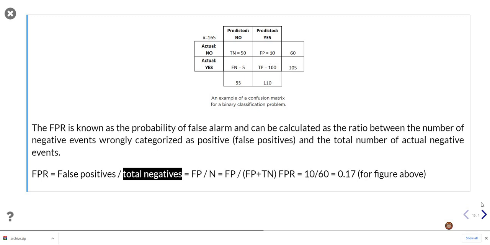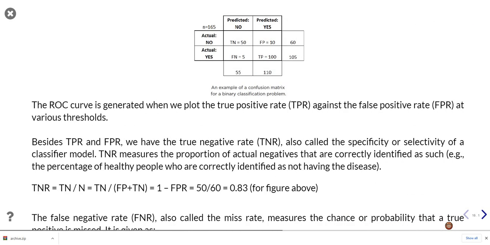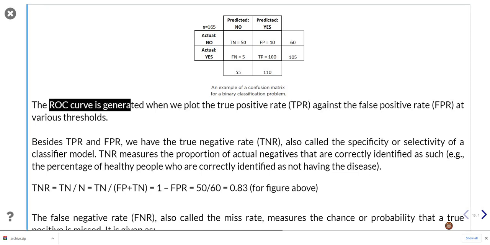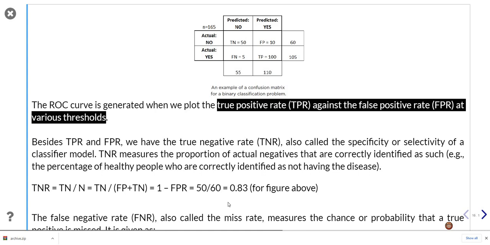False positive rate. So make sure that you know what is true positive rate and what is false positive rate, because these two things will be used to generate the ROC curve. So how do you get the ROC curve? Basically you plot the true positive rate against the false positive rate at various thresholds.